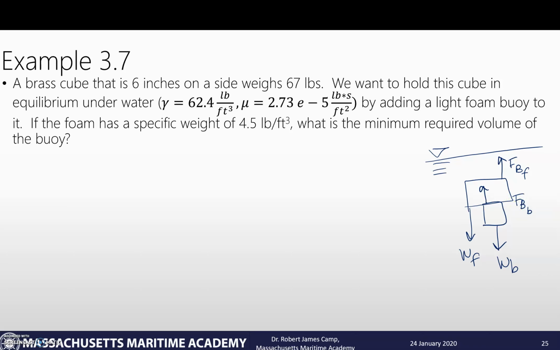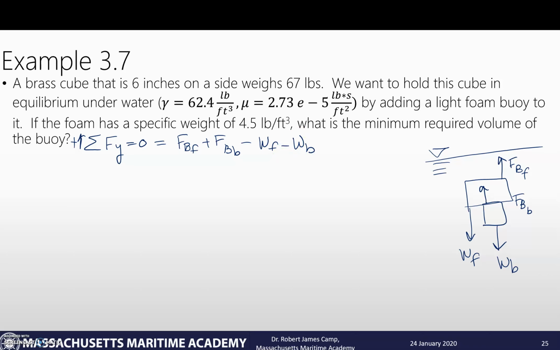Now I'm going to sum the forces in the y direction. Up is going to be positive. That has to equal 0 to be in equilibrium. So what do we have? We've got the force of buoyancy of the foam plus the force of buoyancy of the brass pushing up, minus the weight of the foam, minus the weight of the brass.